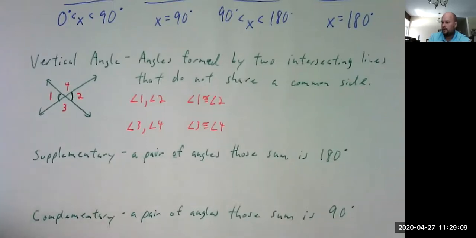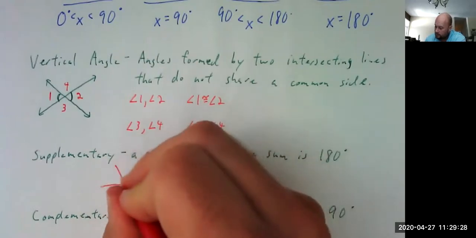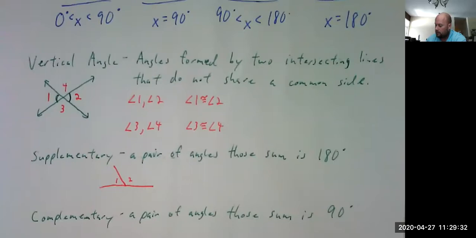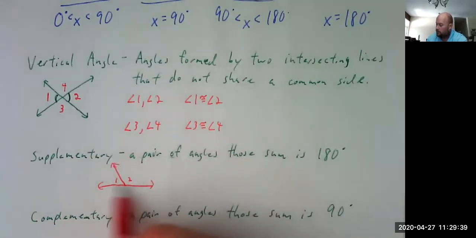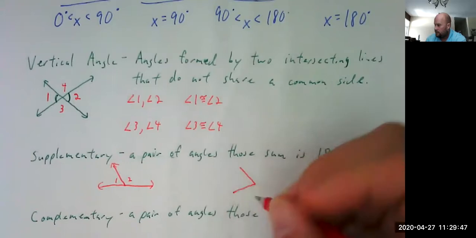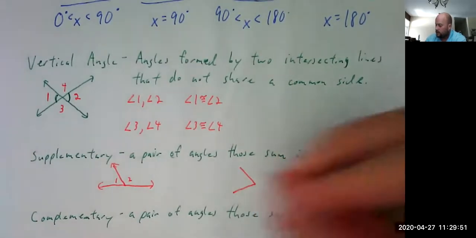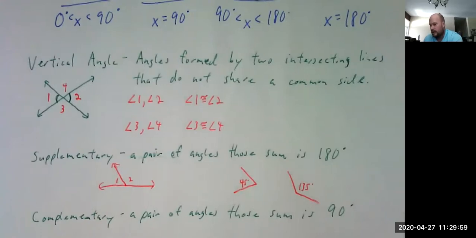So for an example for supplementary, we're going to have two angles like this. Angle 1 and angle 2 here are supplementary because they form a straight line, and a straight line is 180 degrees. And these two must add up to that 180 degrees. You could also have supplements that aren't touching, but if they gave you measures, say this one was 45 degrees, and this one was 135 degrees, together they add up to 180. So this would be a pair of supplementary angles.